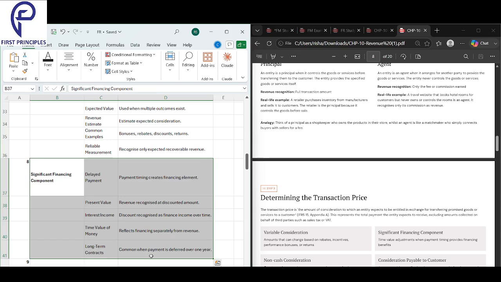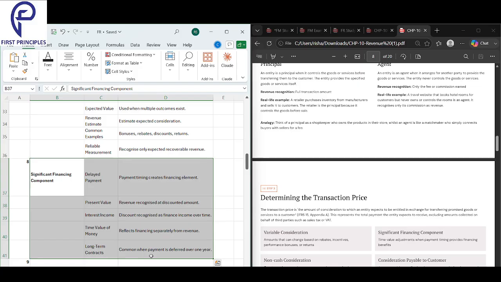The discount should be recognized as finance income. So there's product income, but there's also finance income. Time value of money reflects financing separately from revenue. It gives that breakdown, that revenue is separate and your financing income is separate.